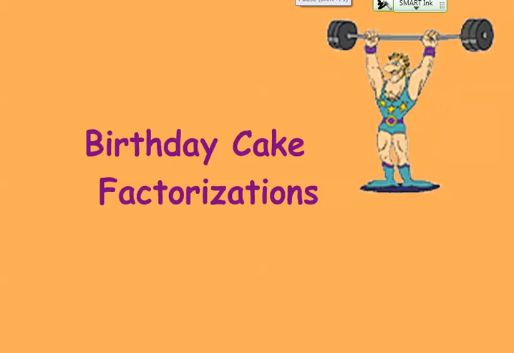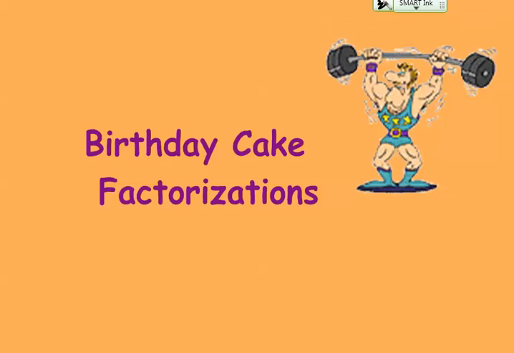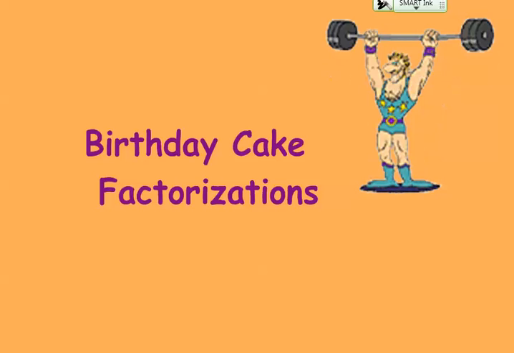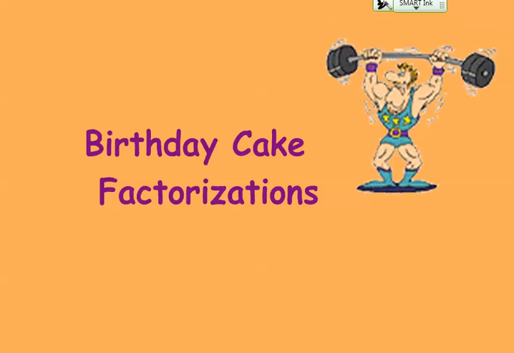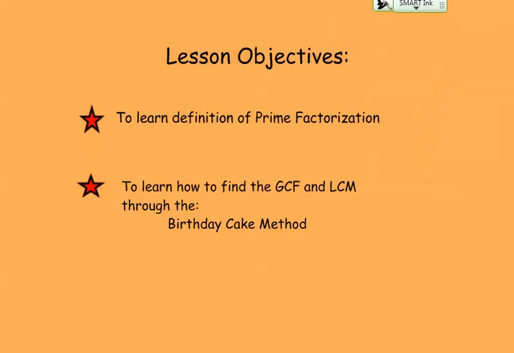Okay, the next thing we're going to learn is birthday cake factorizations, and they are my favorite thing to do in math. They are kind of cool for some reason, and I really like them, so I think you will too. So the first thing we're going to do is to learn the definition of prime factorization, and then learn how to find the greatest common factor and least common multiple through the birthday cake method.